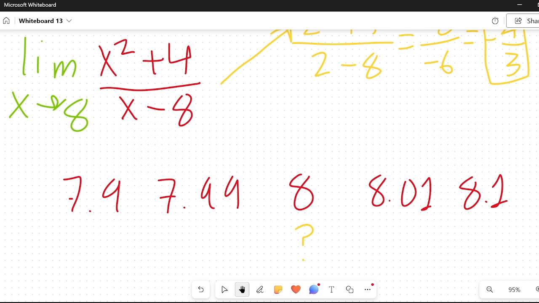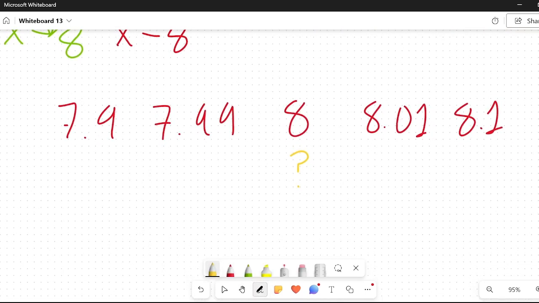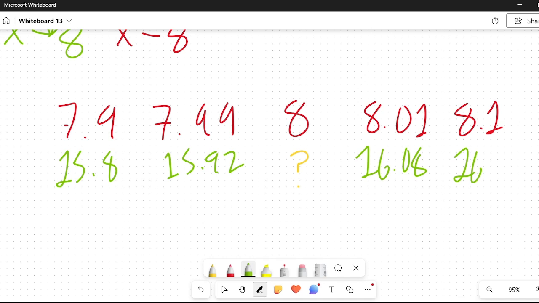So in this case, if we plug this in, this one will be like 15.92, and then so on and so forth, right? So it's like 16.08, or like 16.2, right? So you'll notice that these values, when we plug them in, approach 16. And in fact, this is completely right. The limit as we approach 8 is in fact 16. So our first approach, as you can see, is to simply plug in values.